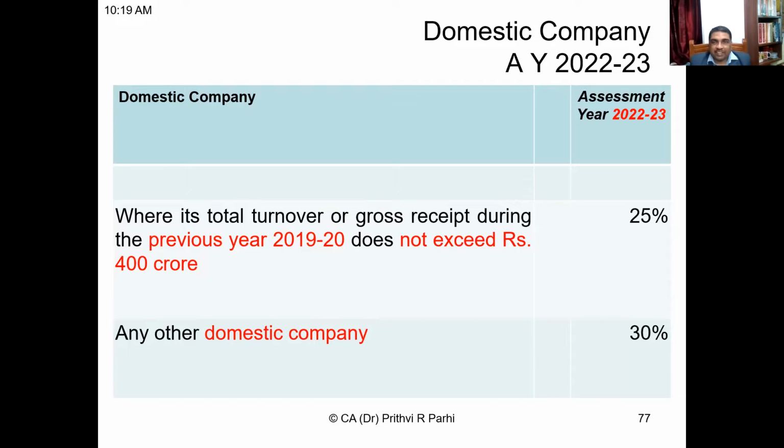Now, first let us see what is the rate applicable to a domestic company for the assessment year 22-23. As you can see, there are two types of rates. What are these rates? Can you tell me? If total turnover or gross receipts during the previous year 2019-2020 does not exceed 400 crore, then it is 25%. And for any other domestic company, 30%.